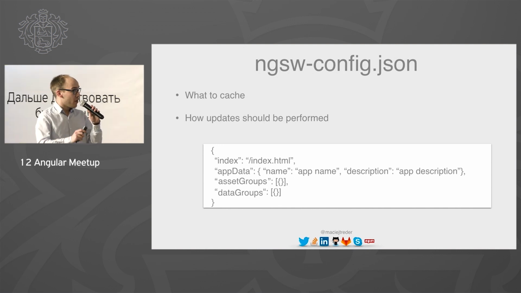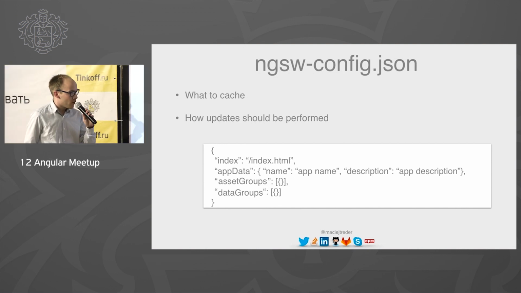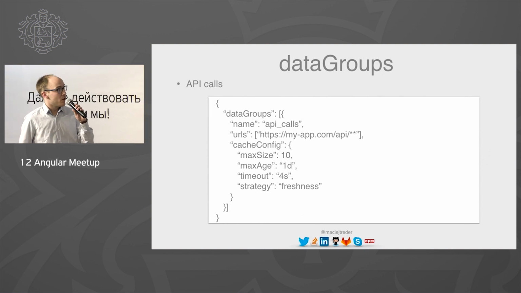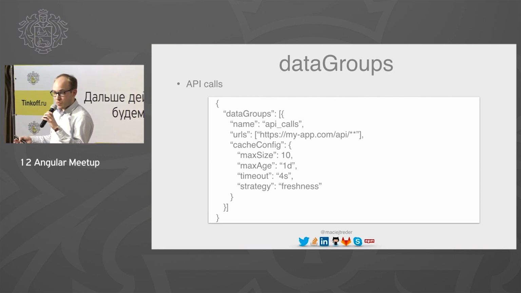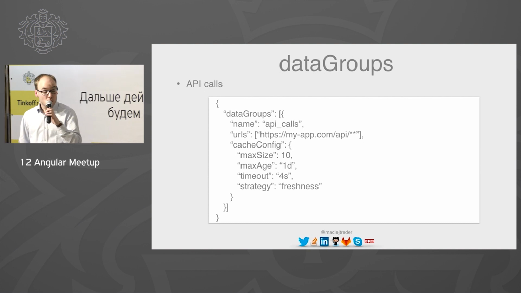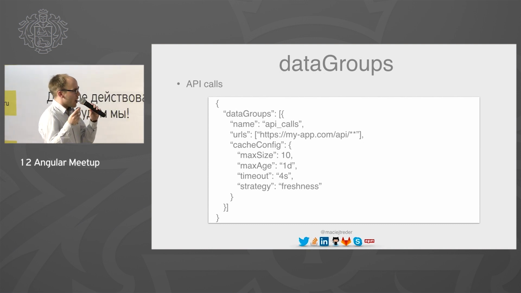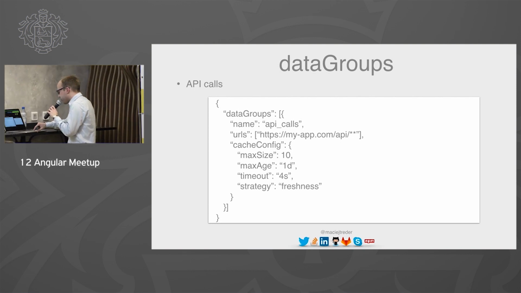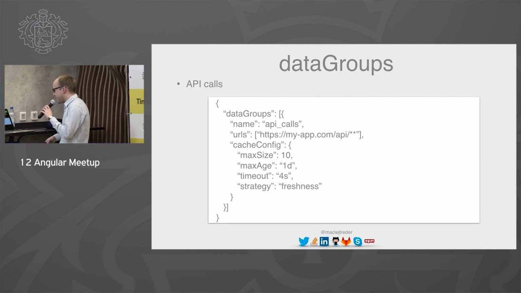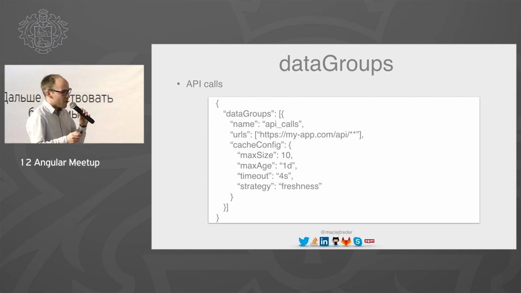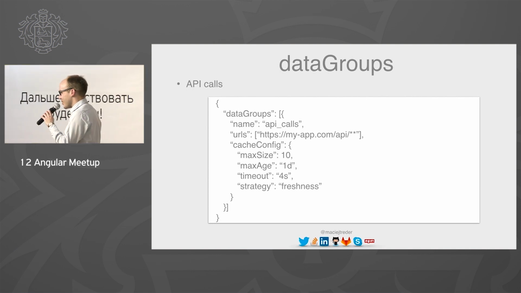Another thing which we have in this JSON file is data groups, and this is also about caching, but in this particular case, we are talking about external API calls. Usually it is data which you are feeding your app with. There are 2 strategies here: freshness and, I need to check, oh, I don't see my presenter notes. Freshness and the other one, which I have in my summary, so it will appear, no worries.